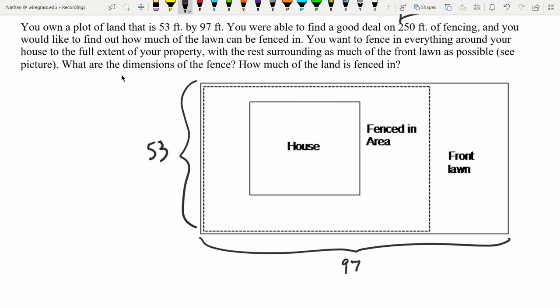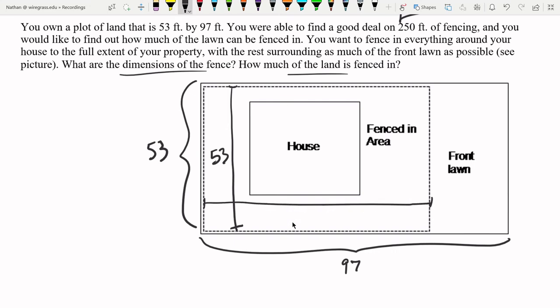First off, we're going to figure out what the dimensions of the fence are and what percentage of the land is fenced in. Well, we don't know how far it goes forward, but according to this information, we want to go as far as possible on the top and the bottom. So we know that the distance between the top fence and the bottom fence is going to be 53, as much of the land as possible. We don't know how far forward it goes. Okay, and with those two things known, we can figure out what we need from this information.